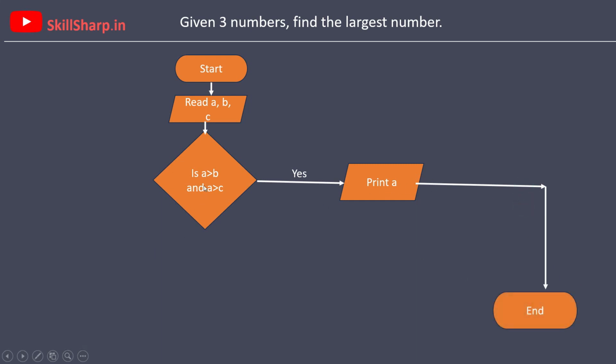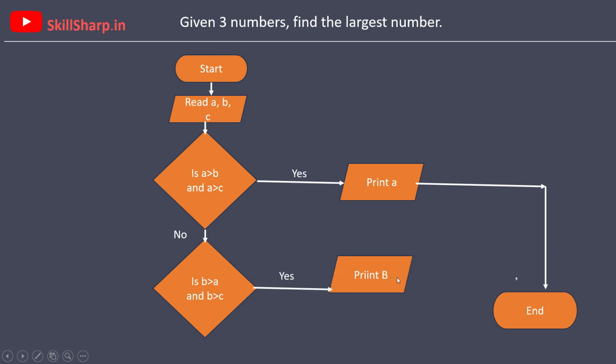Okay, what if this decision is false? In that scenario, it will go and check for another decision. That is, B is greater than A and B is greater than C, right? And if that condition is true, then it will return B. B is the greatest number and it will print B and it will end the program as shown in the figure.